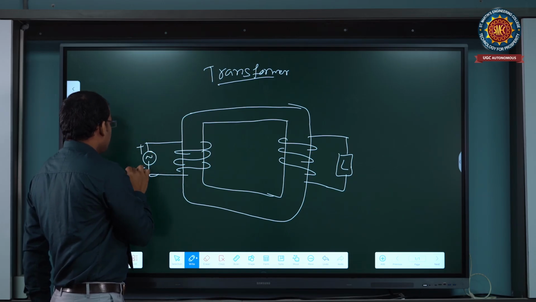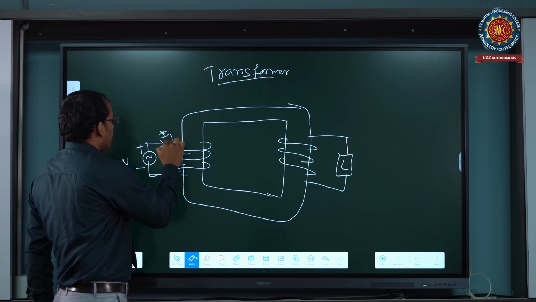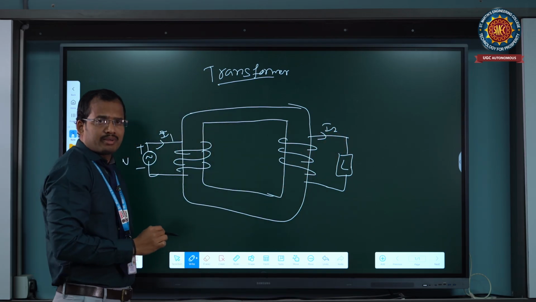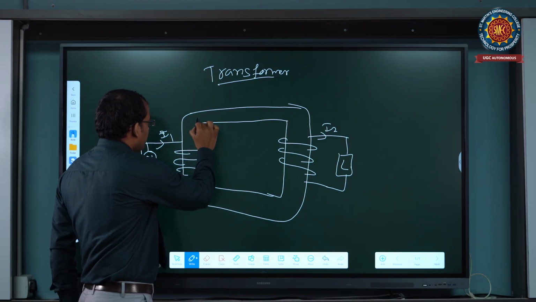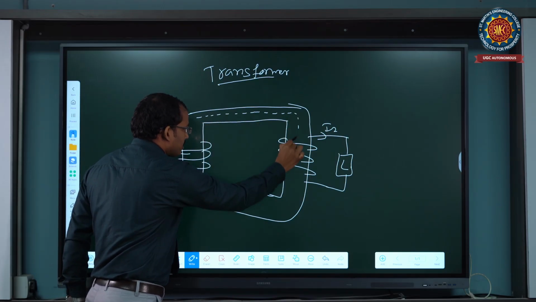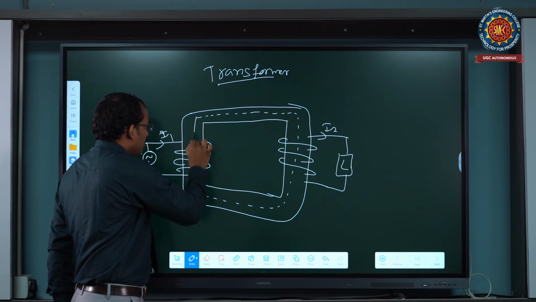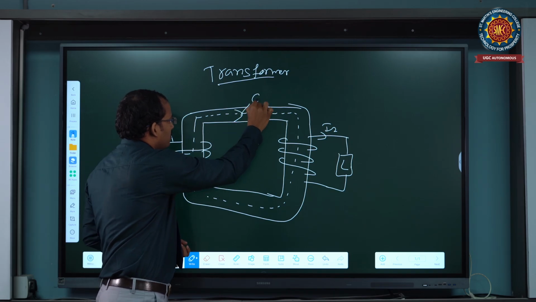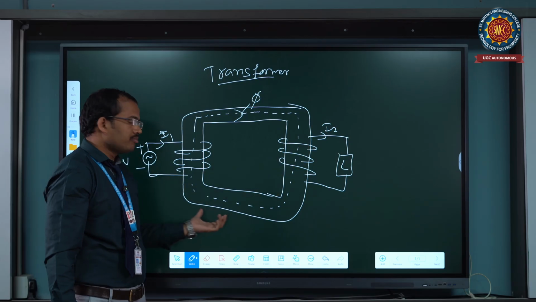This is the input side voltage and primary current I1, and the secondary current is I2. Primary side current is I1 and secondary side current is I2. Whenever we give the supply on the primary side, an EMF is automatically induced from primary to secondary. This is the magnetic flux with the help of the iron core of the transformer.